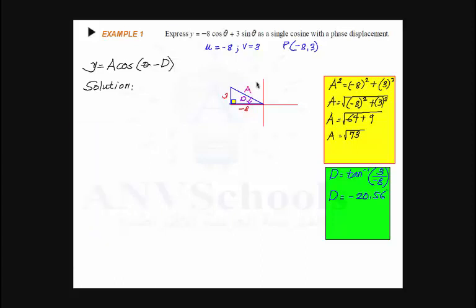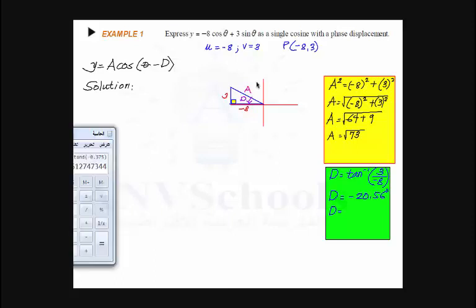Okay, and reflect it to the second quadrant, because our angle is located in the second quadrant. So D here would be equal to negative 20.56 degrees plus 180, because the tangent values repeat 180 degrees apart. Okay, so we will have, just add 180 here, 159.4439.